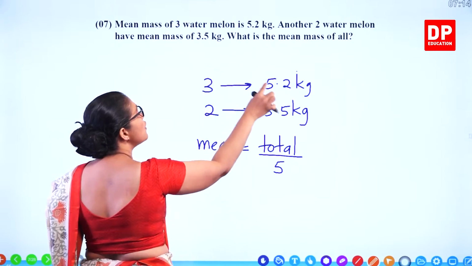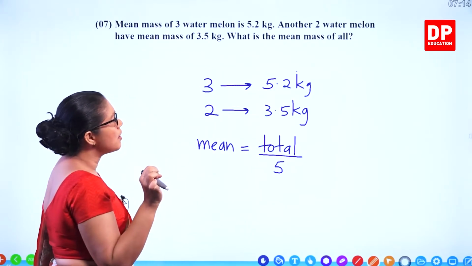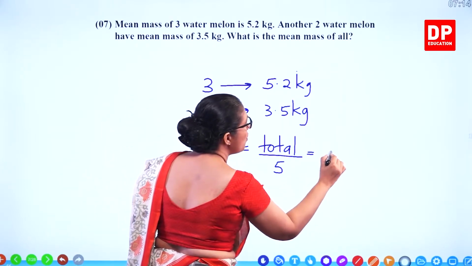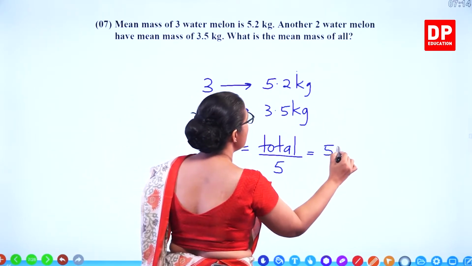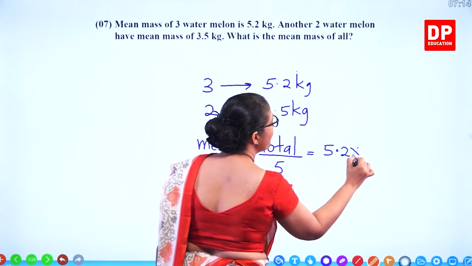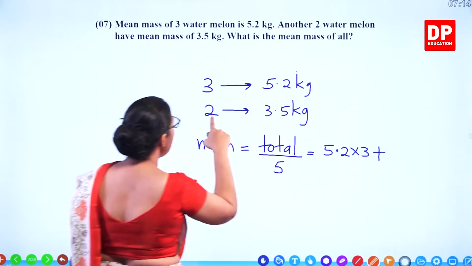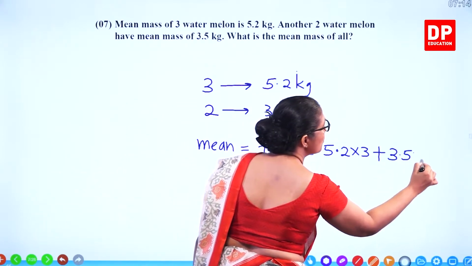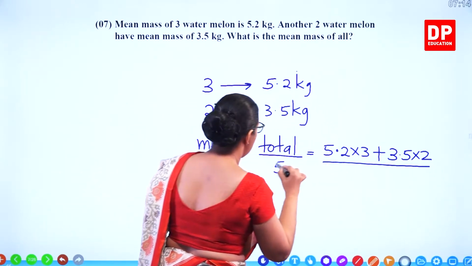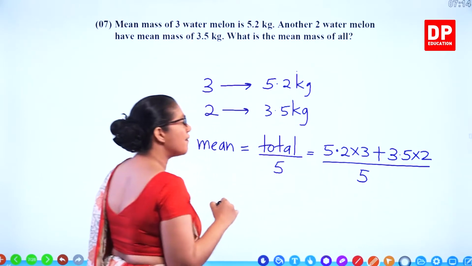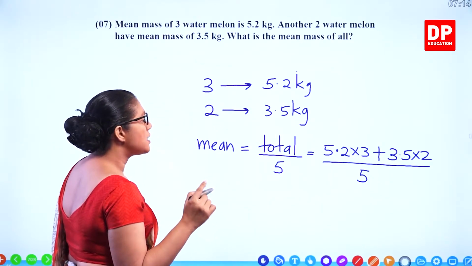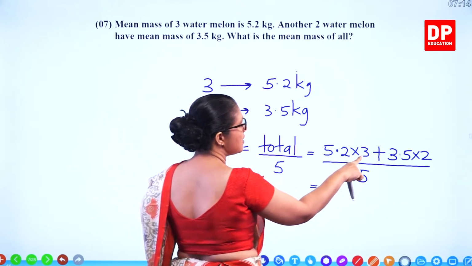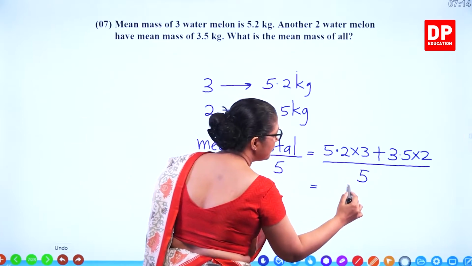So how do you find the total for 3 watermelons? 5.2 times 3. So you can write the total for the first one is 3 into 5.2. What's the total for the other 2? 3.5 into 2. And you can divide by 5. So first multiply without the decimal point and then think about keeping the decimal point. 52 times 3.